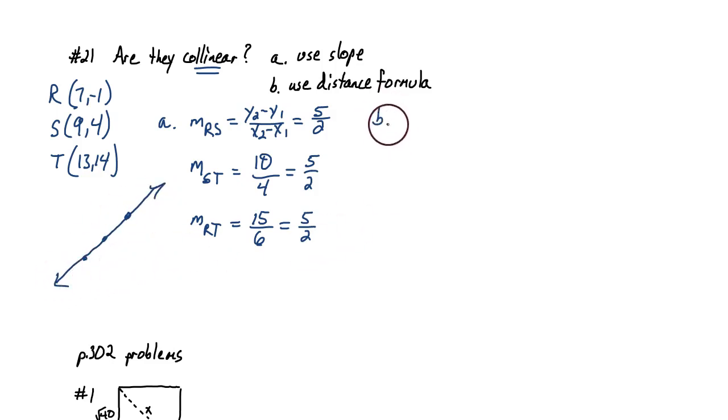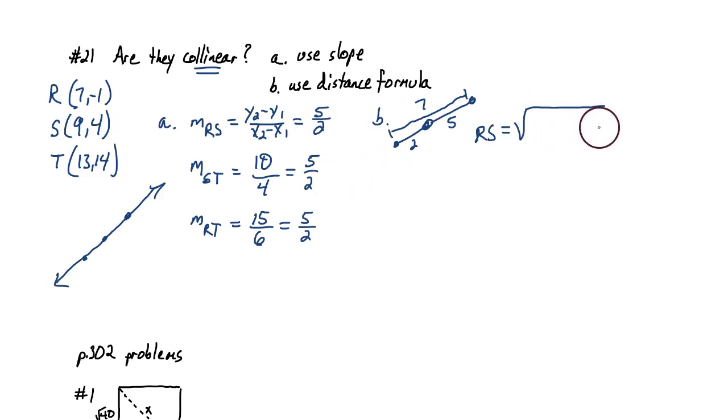Now question B, we're asked to do the problem again, but using distances. The idea behind this is, if you were to find the distance from one dot to another, let's just make believe it's 2 units. And you were to find the distance from this dot to another dot, let's just make believe for now it's 5 units. If those added up to the distance from the first dot all the way to the third dot, then they must lie in a straight line. So let's find the distance from R to S.